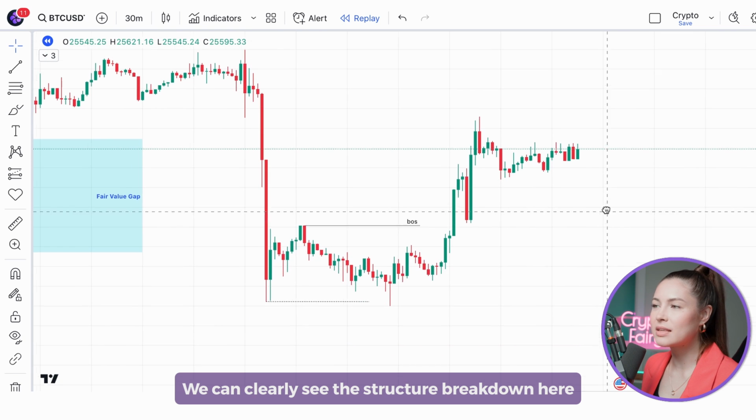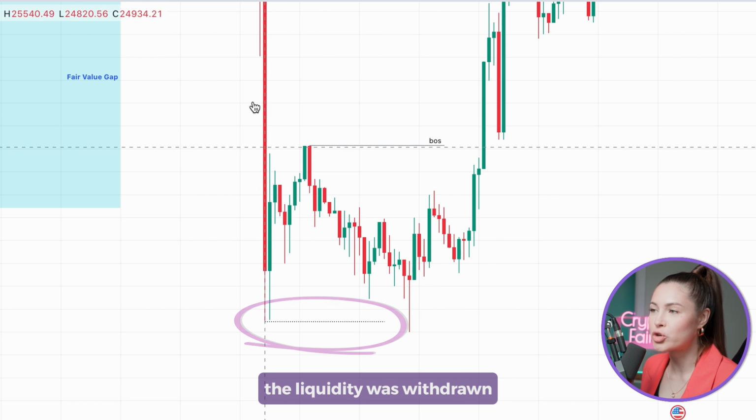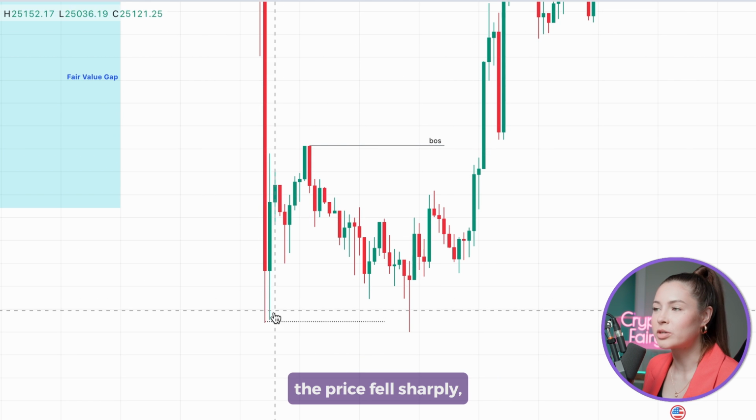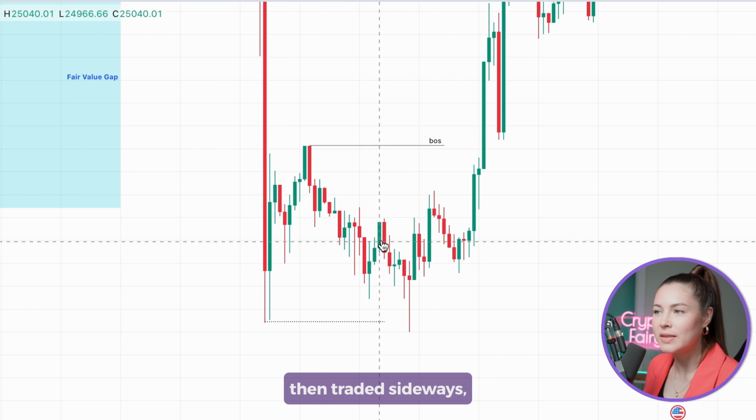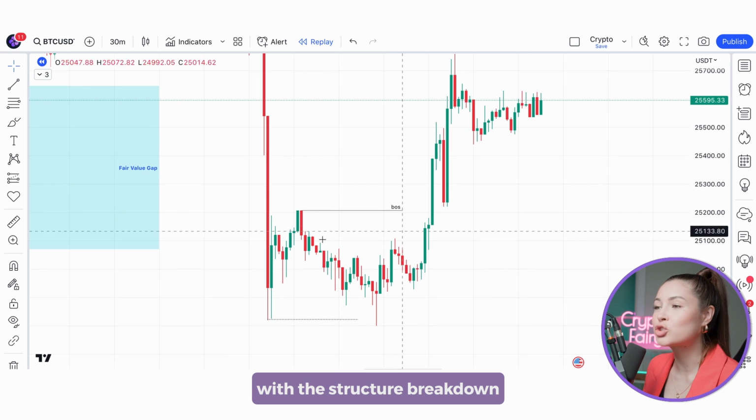We can clearly see the structure breakdown here. Before breaking the structure, the liquidity was withdrawn. That is, the price fell sharply, then traded sideways. Then there was a liquidity accumulation and a powerful impulse upward movement with the structure breakdown.